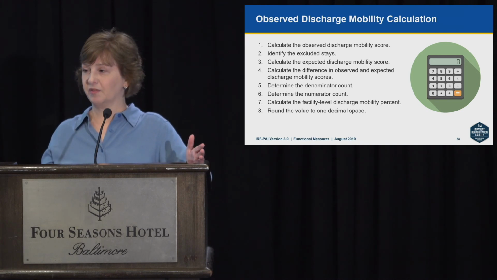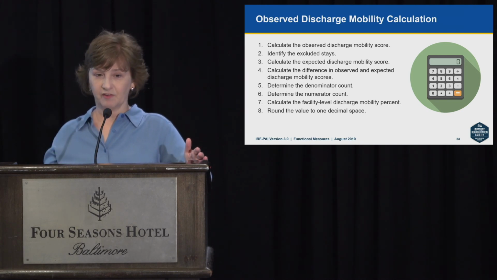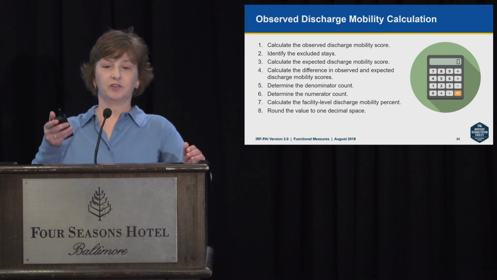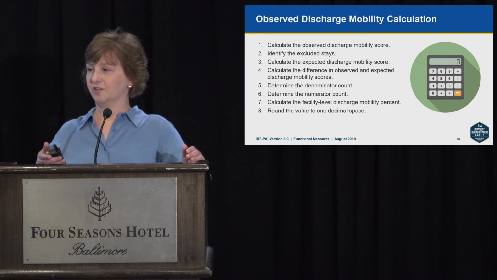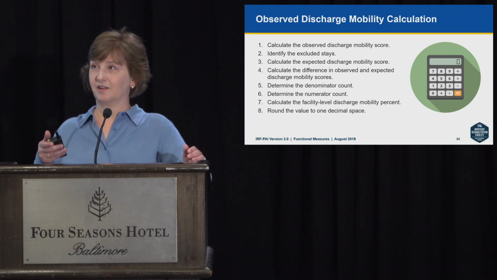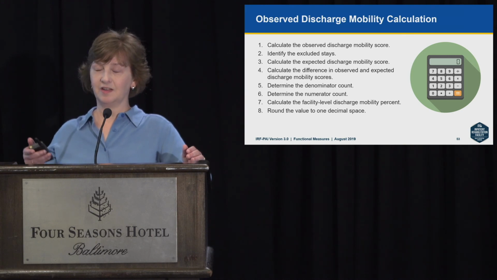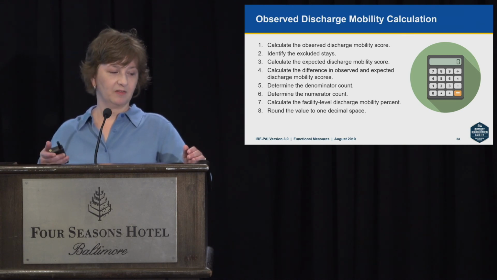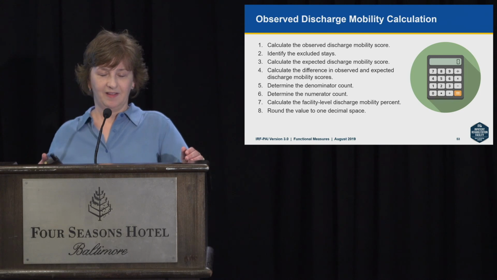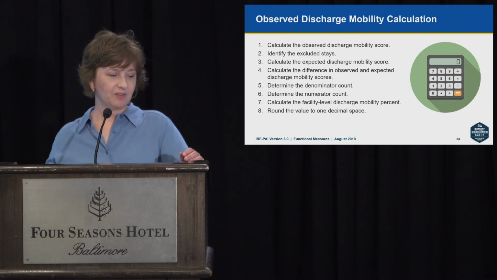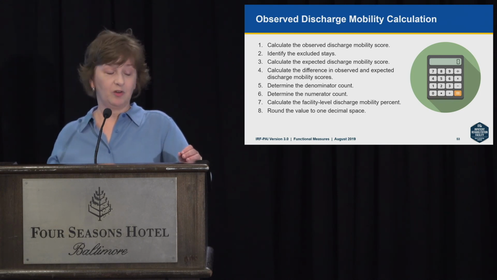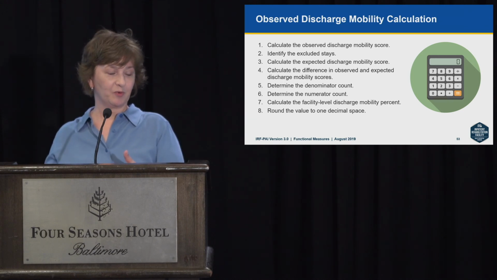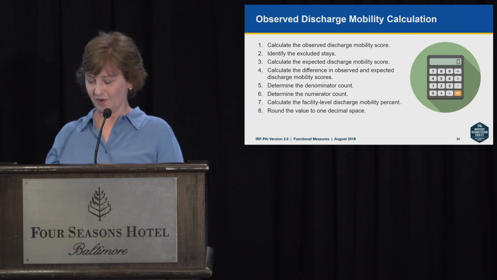You would determine the denominator count, the number of included records. You would determine the number of individuals whose observed score was equal to or better than the expected score, meeting or exceeding the national benchmark, and that's your numerator count. You turn that into a percentage, and again, we're going to round it to 1 decimal place.